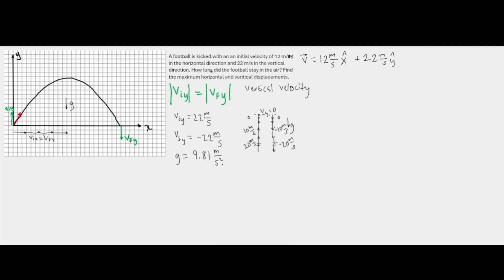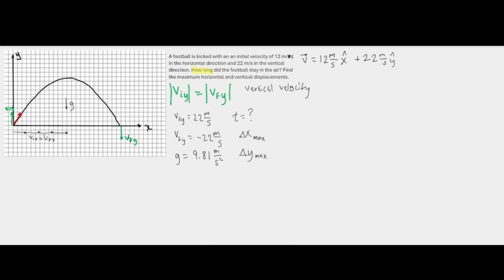So we don't have a few things. We need to find time. How long? Well, this is indicating time. So we don't know the time. We're going to figure that out. So I can write here t, we're not sure. And we're also looking to find the maximum horizontal and vertical displacements. So we'll call this delta x and delta y. And we'll call these both max for the maximum.